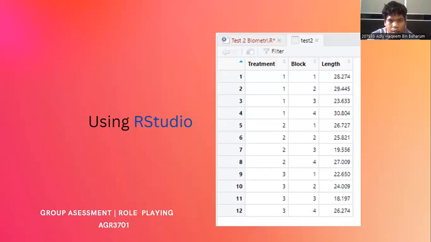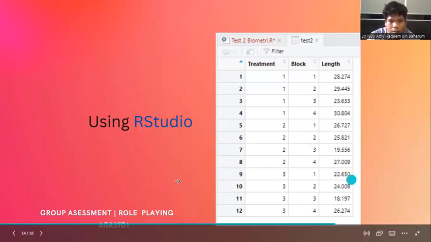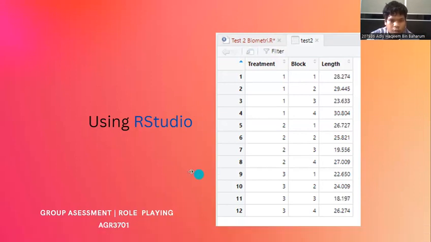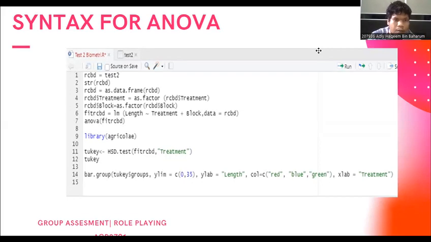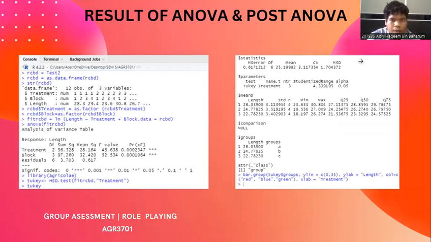This is the table of data from the question. We transfer it into RStudio, and this is the syntax for RStudio. This is a continuation of the syntax for ANOVA and post-ANOVA in RStudio.